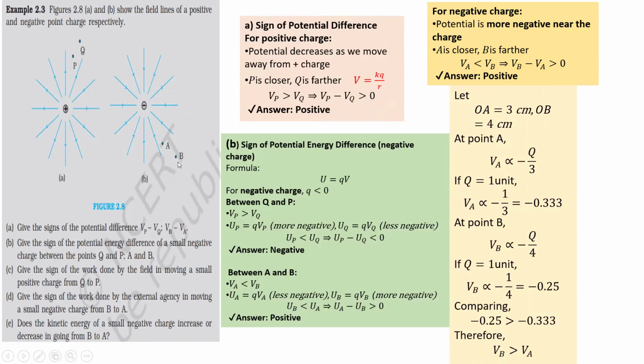Now we'll go for points A and B. What we have proved previously, VA value is less than VB. Potential energy at A equals charge into VA. Similarly, potential energy at B equals charge into VB. Which is more negative? UA is more negative. UB is less than UA. Therefore, UA minus UB is greater than 0. Therefore, the answer is positive.